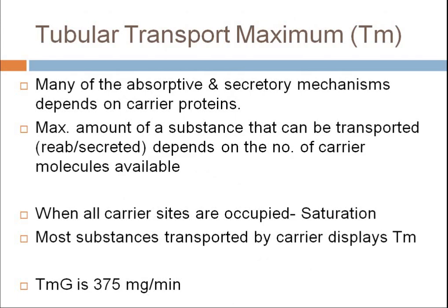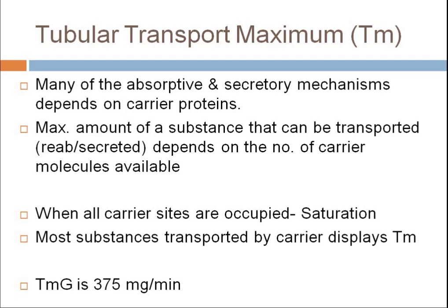Now there is a very important term here known as tubular transport maximum. Many of the absorptive and secretory mechanisms depend on carrier proteins, as we have just now discussed. In the case of sodium, glucose, amino acids, these substances need a carrier protein to be transported inside. So the maximum amount of a substance that can be transported depends on the number of carrier molecules available. And there's a limit to the availability of carrier molecules. So when all the carrier sites are occupied, then we say that that particular carrier is saturated.